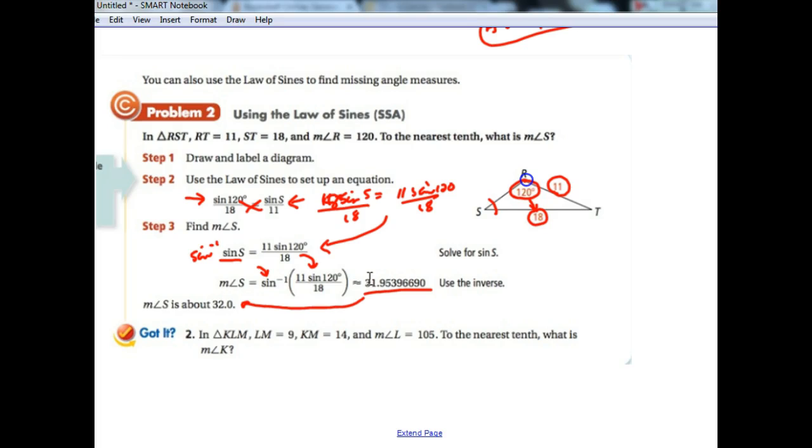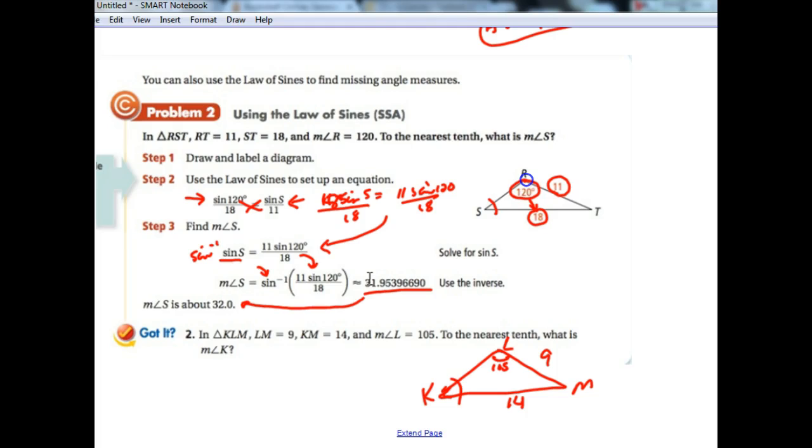Okay, let's try the got it section here. Under the got it section, we have this triangle, and I'm just going to sketch one, and it doesn't have to be perfect. I'm going to call it KLM. It's telling me that L is 105, so I'm going to fill in 105 there. It's telling me that LM is 9. And it's also telling me that KM is 14. And it wants to know the measure of angle K.